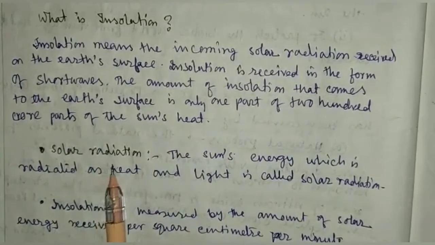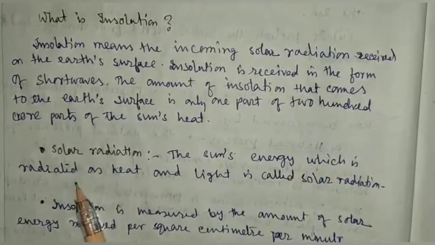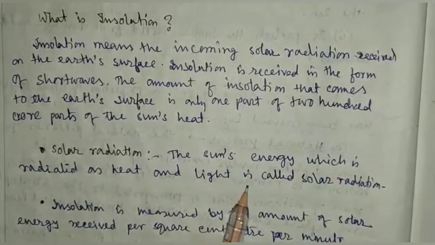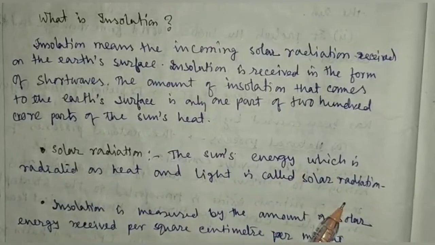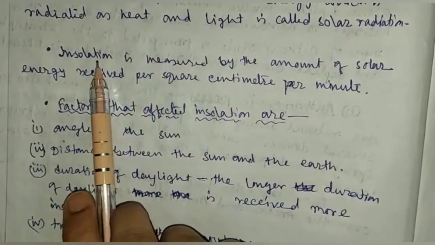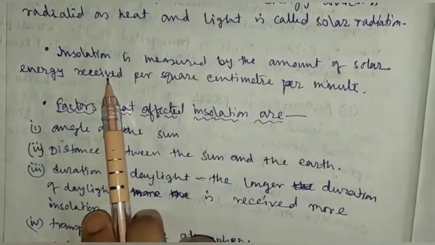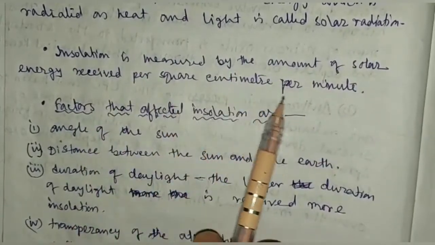Solar radiation. The sun's energy which is radiated as heat and light is called solar radiation. Insolation is measured by the amount of solar energy received per square centimeter per minute.